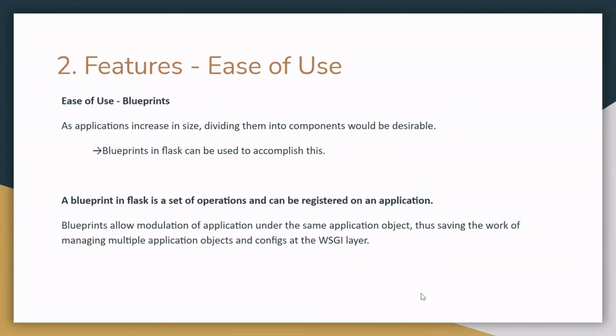As your application increases in size, you might want to divide it into more manageable modules following one of the best practices of software engineering. Flask has blueprints to satisfy this need, and a blueprint is essentially a set of operations that you register on your main and most likely the only application object. Of course, there's nothing to prevent you from defining multiple application objects for modulation, but then you would have to manage each application object at the WSGI layer, and using blueprints saves you from that hassle.